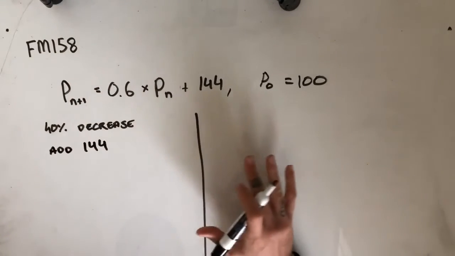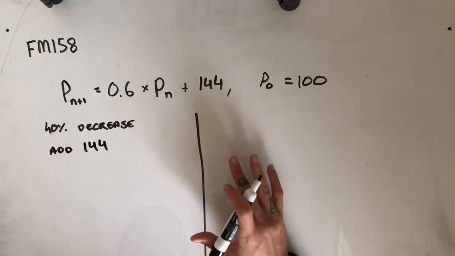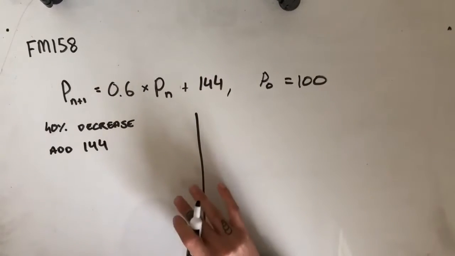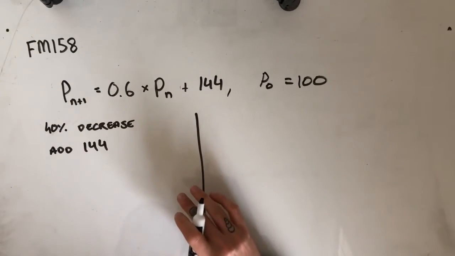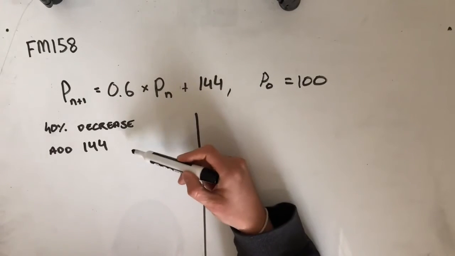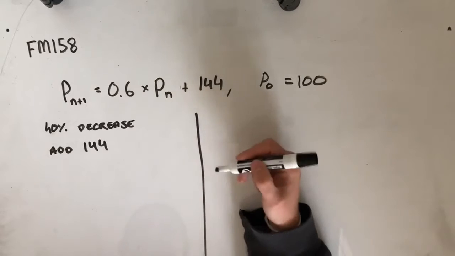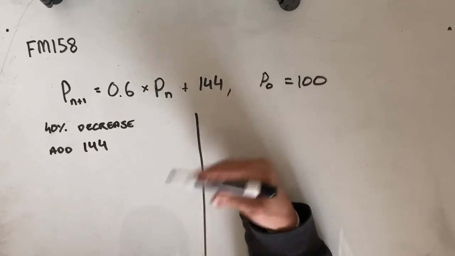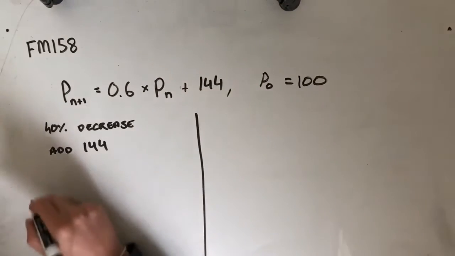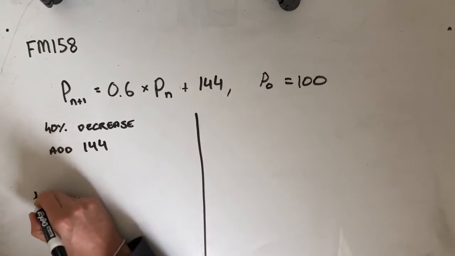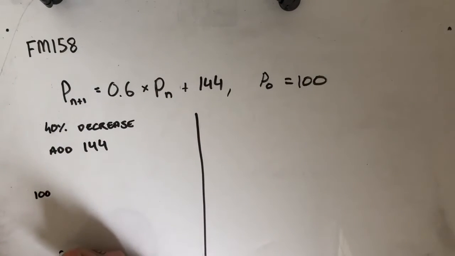So let's think about how this works for a second, because what we're going to run into eventually is that our 40% decrease and adding 144 will become equal. That might not make sense straight away, so I'll run you through an example of what I'm talking about. Now we know that the initial rate of pay is $100 per hour.